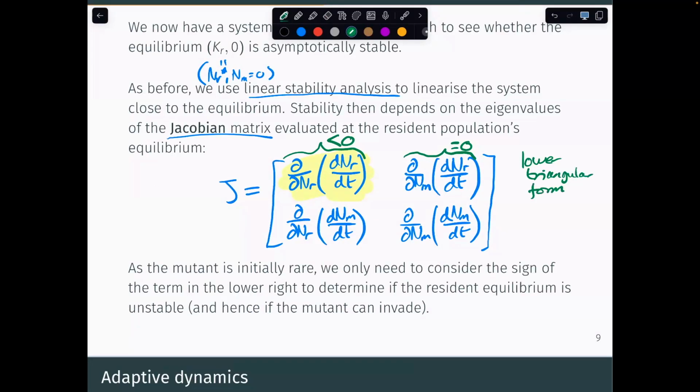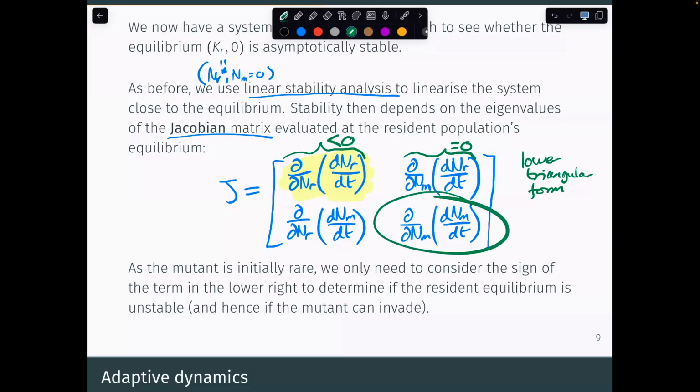So a matrix that's in triangular form, can anyone remember how we find the eigenvalues? Yeah, it's just the entries on the diagonal, right? So this is nice and simple to solve because we know, remember, we're ultimately trying to see whether this is asymptotically stable. If this resident equilibrium is asymptotically stable, the mutant can't invade. For it to be not asymptotically stable, at least one of these eigenvalues here has to be positive or have positive real part. This one here we know is negative. So everything just then depends on this term down here.